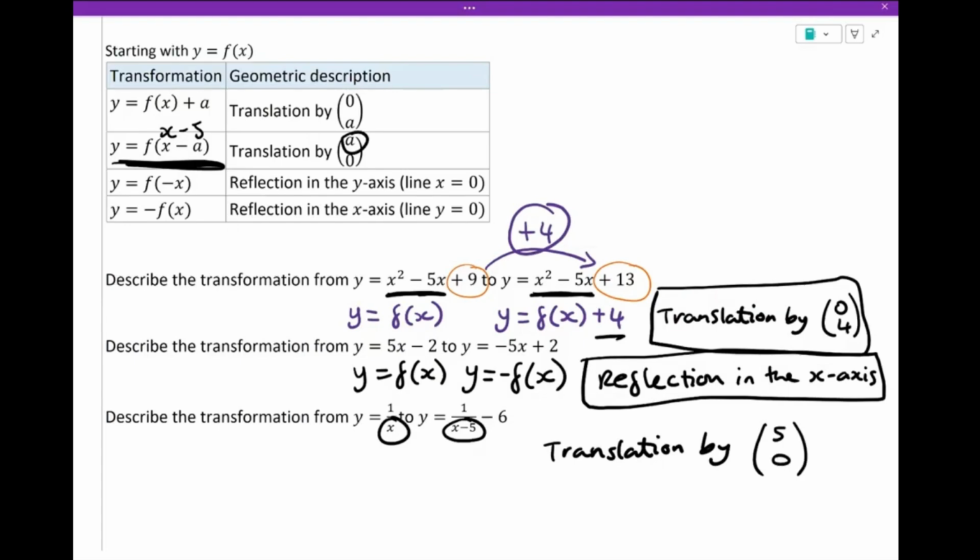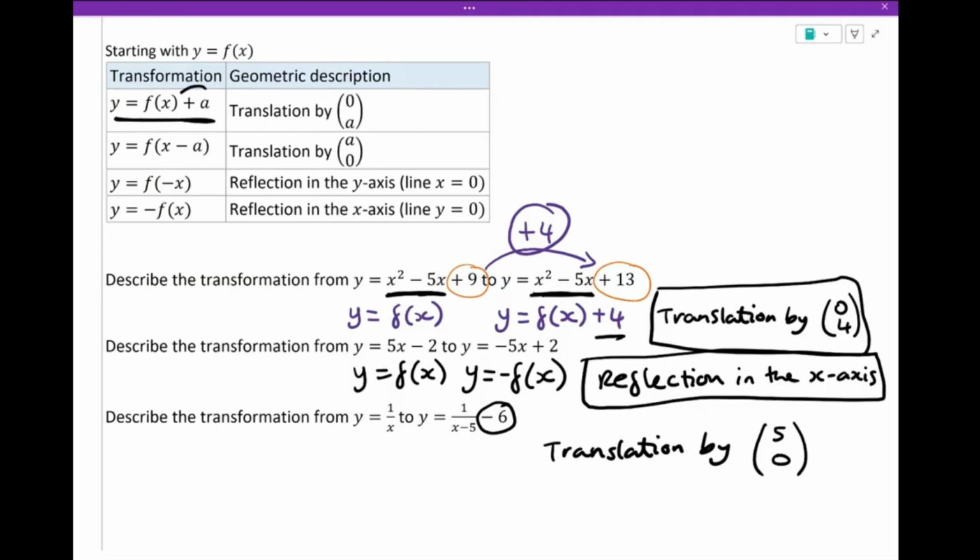So that's what's happening in the denominator. But let's also consider the fact that we have the negative 6 there outside the fraction. So essentially, 6 is being subtracted away from the whole function. When we're subtracting away from the whole function, then we'll be considering our top transformation here.